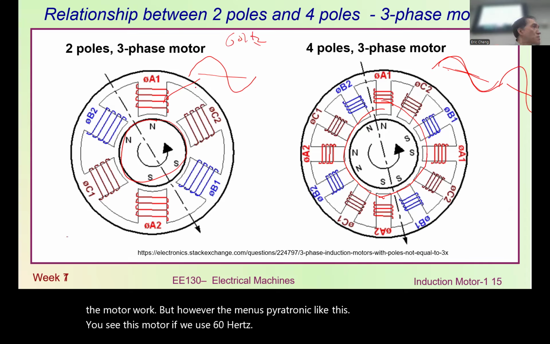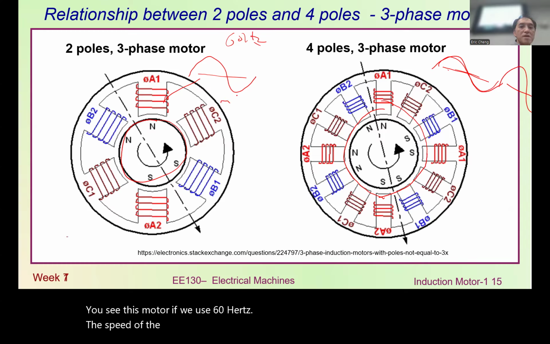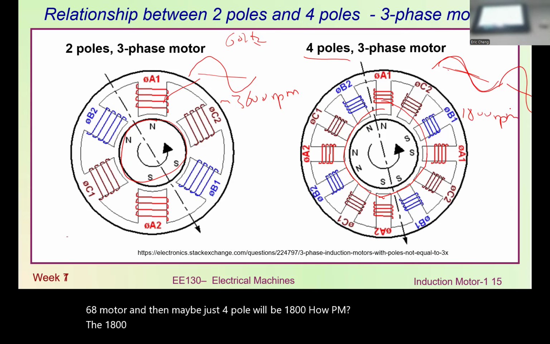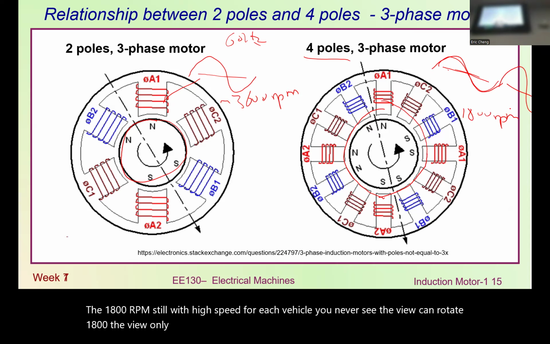However, when we use power electronics like this, you see this motor, if we use 60 Hertz, the speed of the motor will roughly become 3600 RPM, right? So that's standard for all 60 Hertz motors. And then when we use four poles, it will be 1800 RPM. Then 1800 RPM is still a really high speed for a vehicle. You never see a wheel rotate at 1800. The wheel only rotates at 200 RPM, that would be really high, 300. So even though we say I reduce the speed, that's still too high.